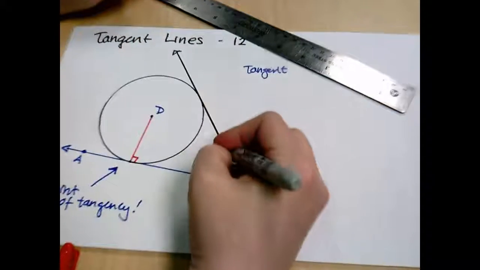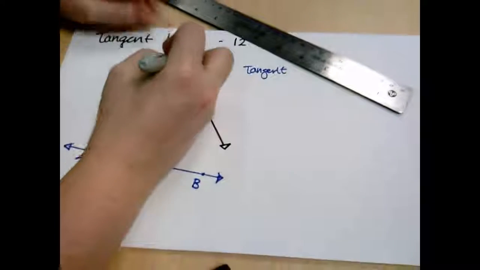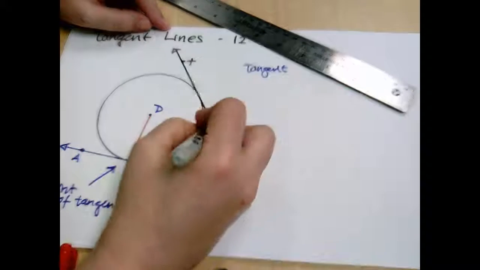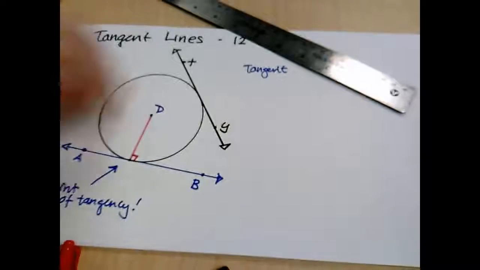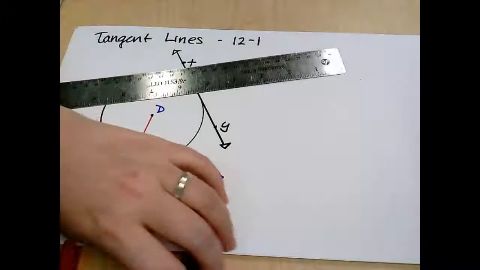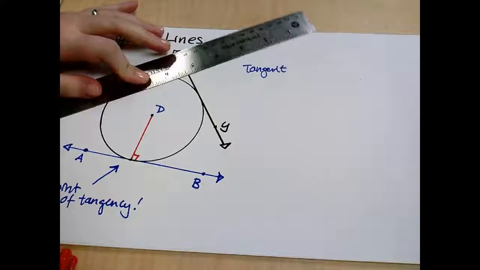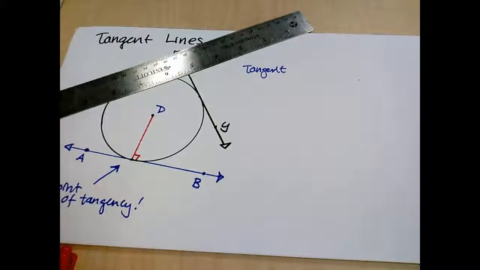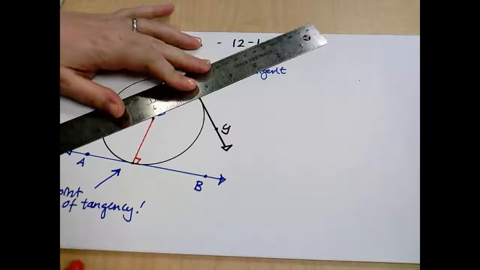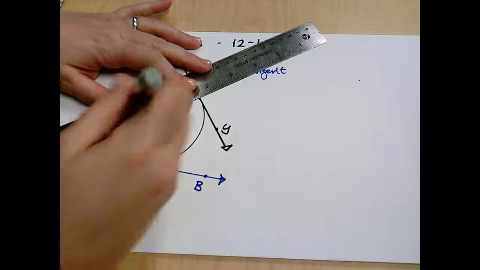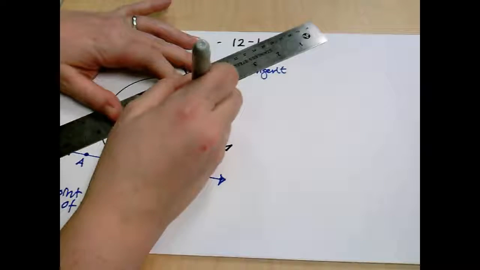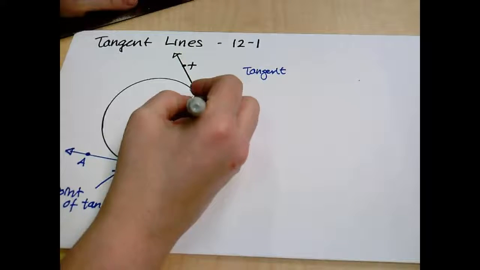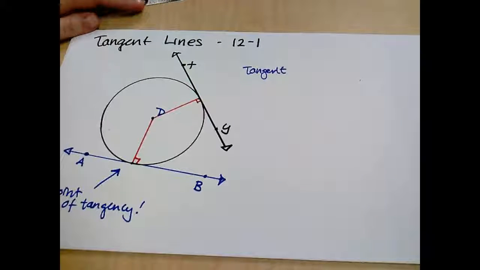So there's a new tangent line. I call that one XY. And that one will also be perpendicular. We can find our little point. Right there is exactly where they touch. And when I connect that radius from the center of the circle to that point, it forms a right angle.